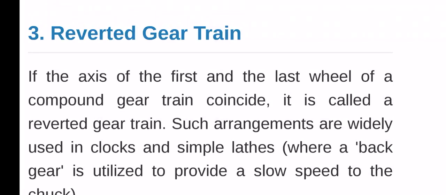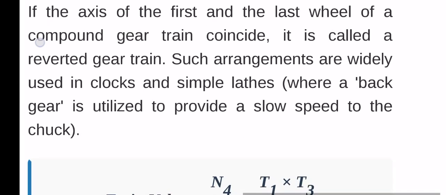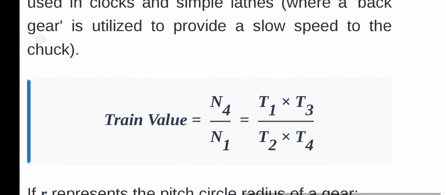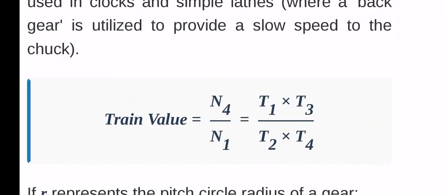Reverted gear trains. If the axes of the first and the last wheel of a compound gear train coincide, it is called a reverted gear train. Such arrangements are widely used in clocks and simple lathes, where a back gear is utilized to provide a slow speed to the clock. Train value: N4 by N1 is equal to T1 into T3 by T2 into T4.